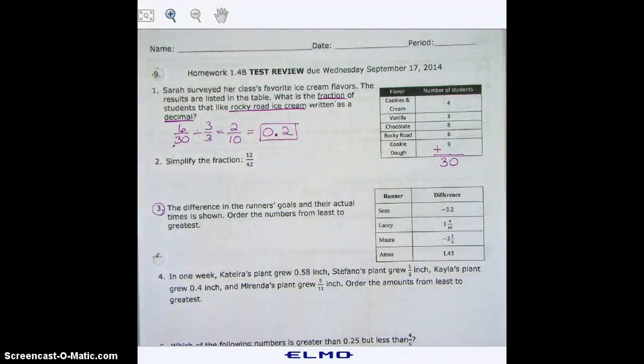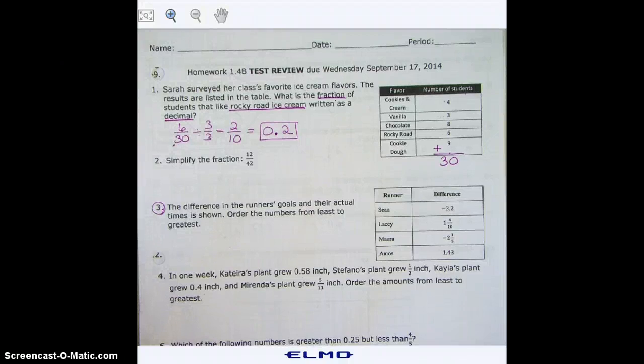Okay, ladies and gentlemen, we're going to go ahead and move on to question number 3. We will skip 2 because you should be able to do that one. Number 3, the difference in the runners' goals and their actual time is shown. Order the numbers from least to greatest.